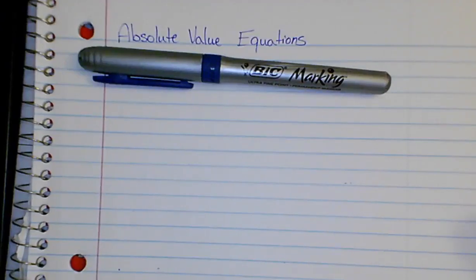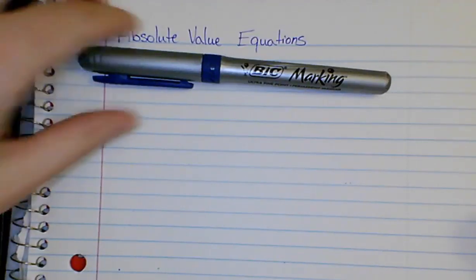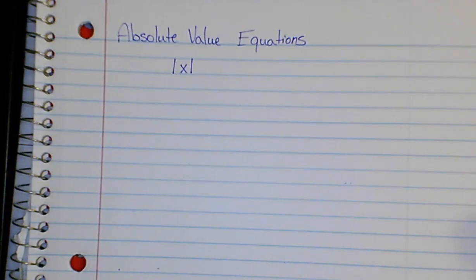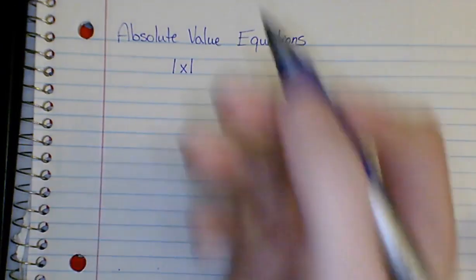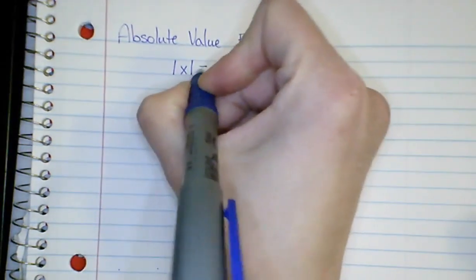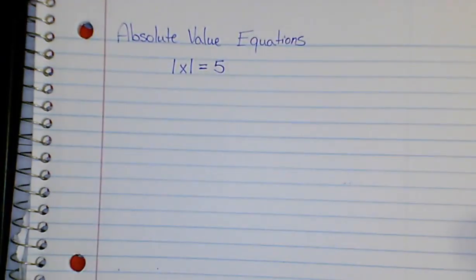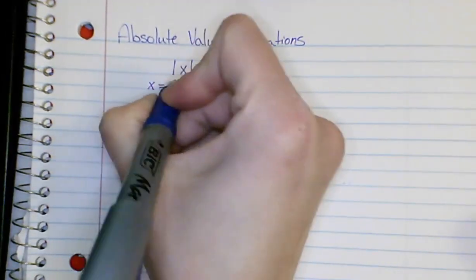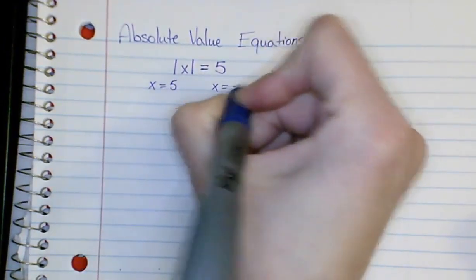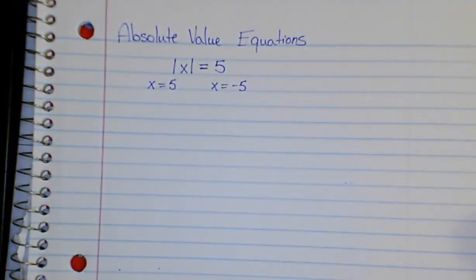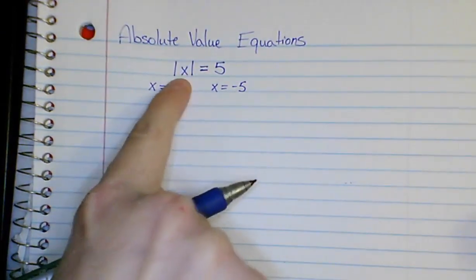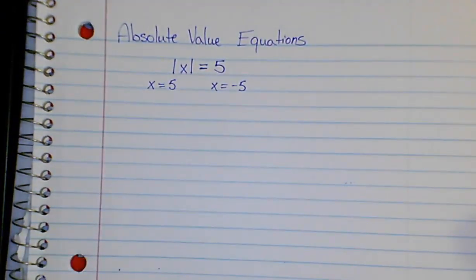This will be over absolute value equations. So if we have the absolute value of x equals 5, what values of x could make this true? Well, we can say x equals 5 or x equals negative 5. So whether you put 5 or negative 5 in, this will hold true.